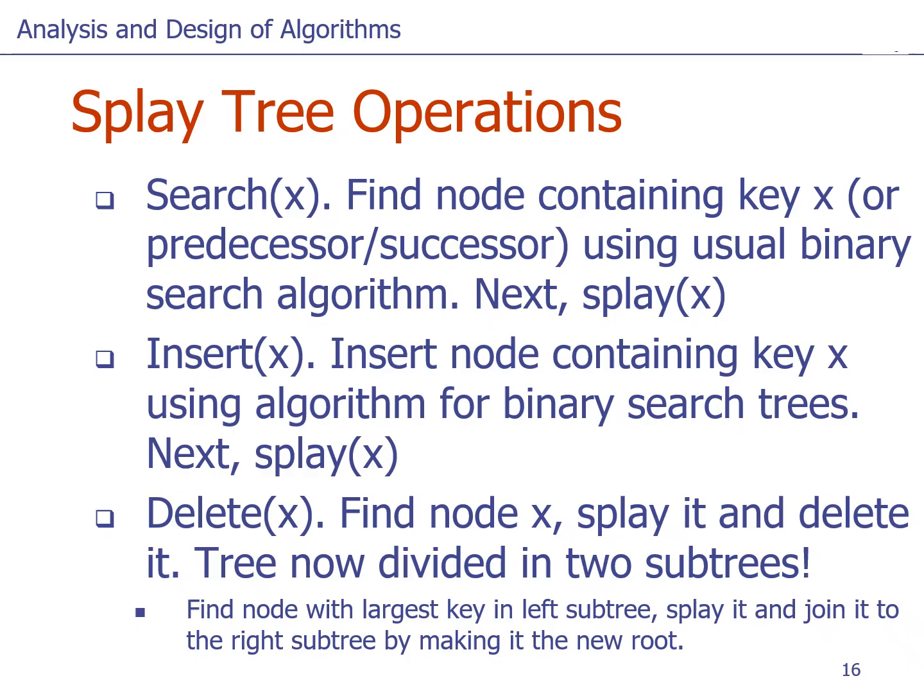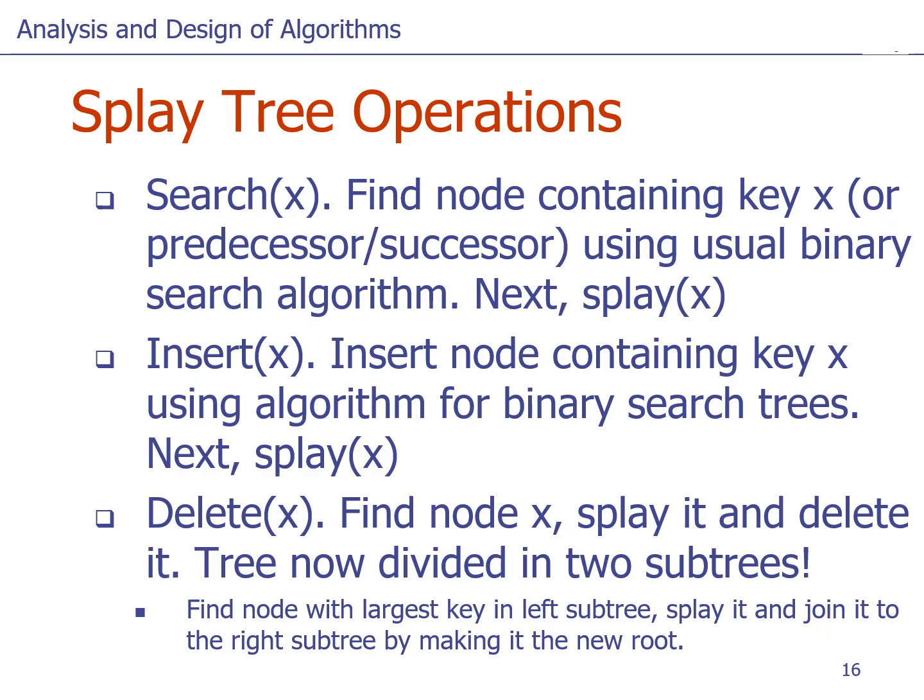Now, even for the delete, when I delete a node, I will find the node x. Obviously, I need to delete it. What I'm going to do is find the node I'm going to delete, splay it, and then delete it. So when I delete it from the root, now I have 2 subtrees. So I'm going to find the node with the largest key in the left subtree, splay it up, and join it to the right subtree. So again, I'm doing splaying even in the deletion.